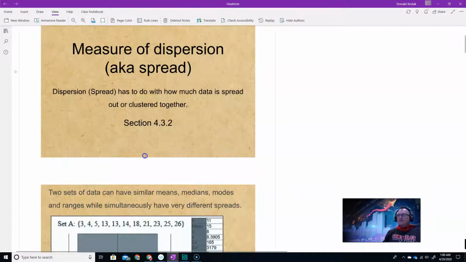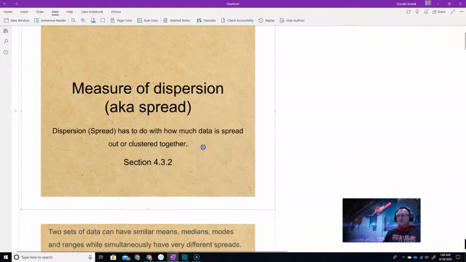All right, welcome back to week 5. We're going to finish up our talk on topic 4.3, which is dispersion and measures of central tendency. And we're going to look at two other measures that tell you about how the data is clustered or spread out.